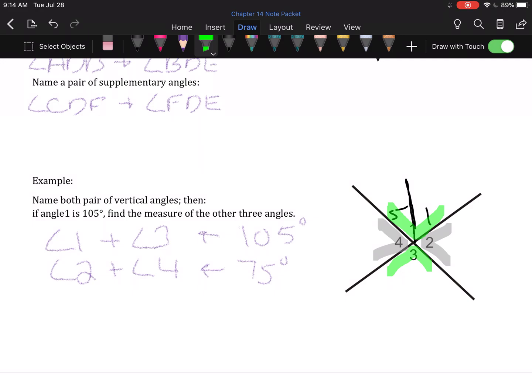Yes, angle 1 plus angle 5 would be the same thing as angle 3. But when we say vertical angles, we're strictly talking about a pair of angles. We can't say 1 and 5 combined are vertical with 3. We're only allowed to say something like 2 is vertical with 4.